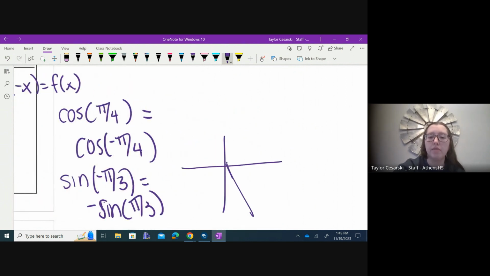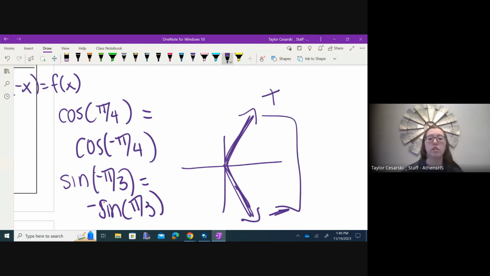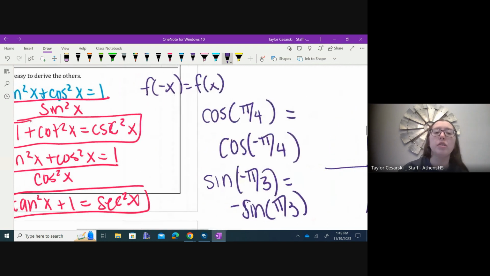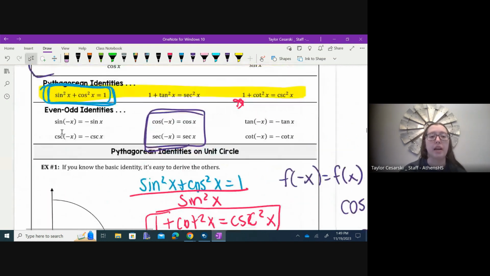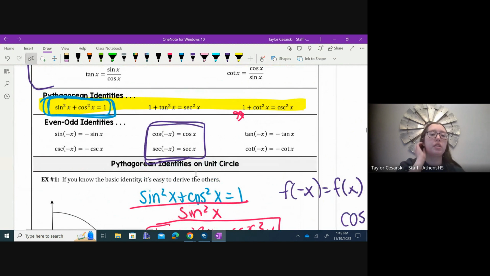Sine of negative pi over 3 is down here. Sine of pi over 3 is up here. Sine of pi over 3 will be positive. Sine of negative pi over 3 will be negative. On the flip side, cosine in both of these quadrants will end up being positive because you're going to the right. So again, you won't use them a lot. You'll use the Pythagorean ones a lot more, but it is something to be familiarized with in case you see that.